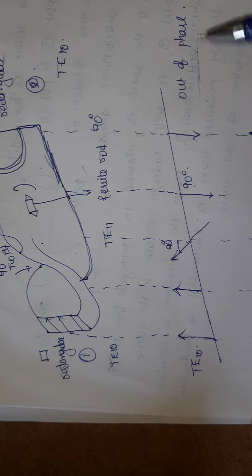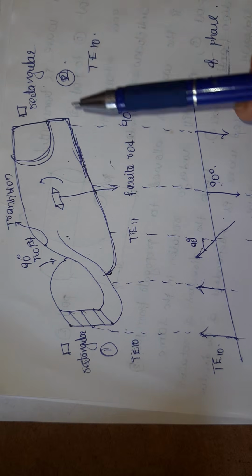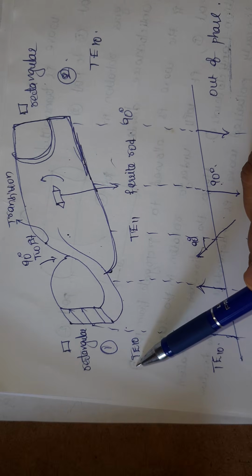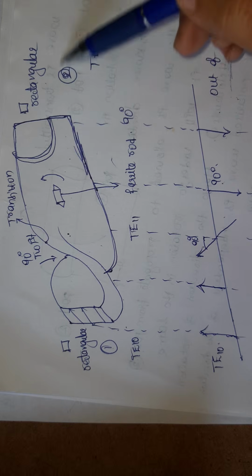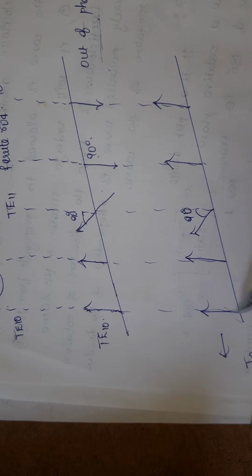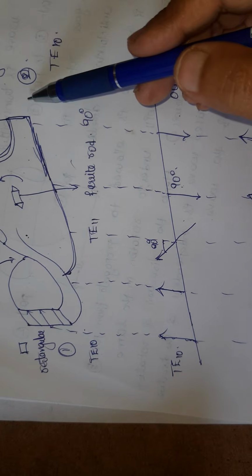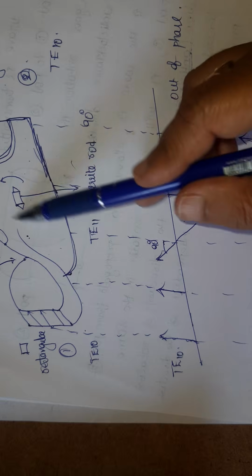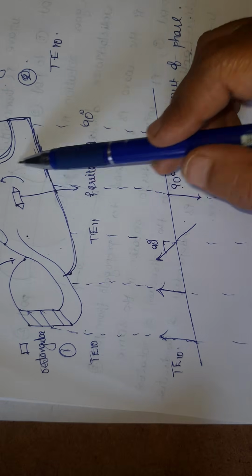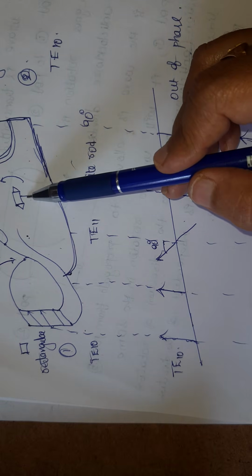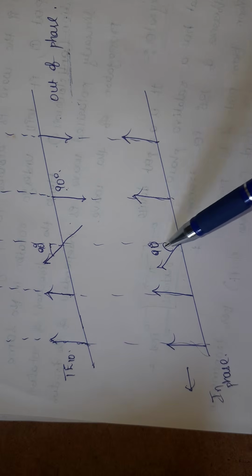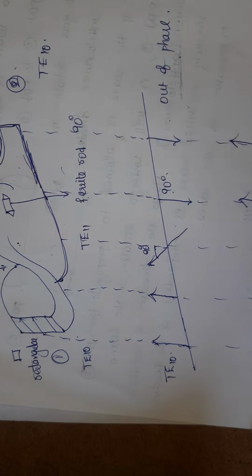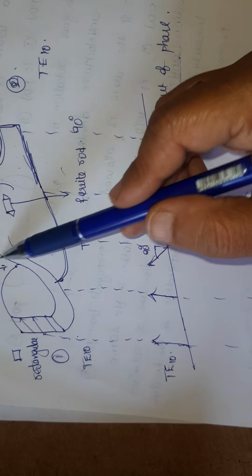Next, what will happen if a signal is transferred from port 2 to port 1? Here the signal starts propagating like this. This is port 2. After that, because of this ferrite rod, an anti-clockwise 90 degrees phase shift will be offered. Like this, a 90 degrees phase shift will be offered. Next the wave enters into the twist.